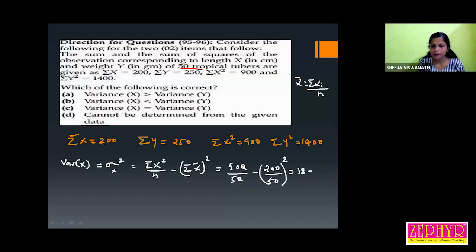18 minus 4 square, that is 16. So we get 2. 2 is the variance of x square. Like that, what is the variance of y?